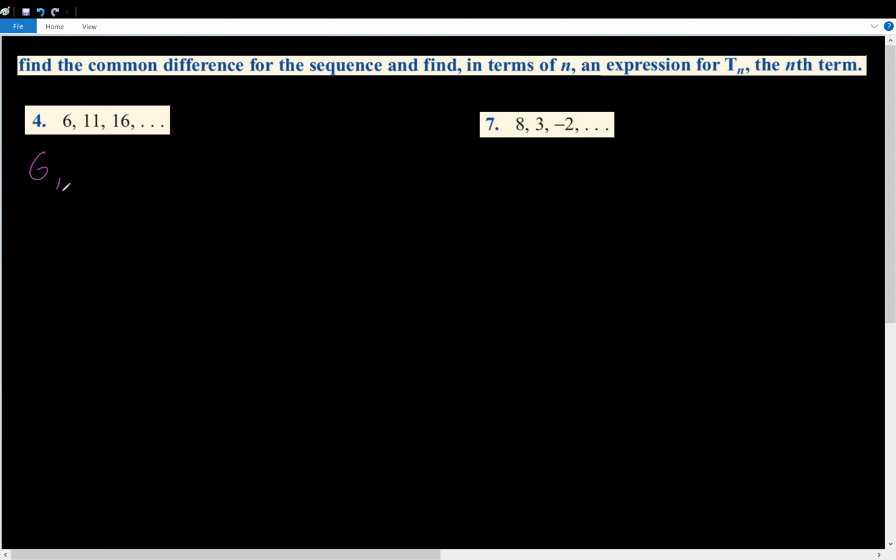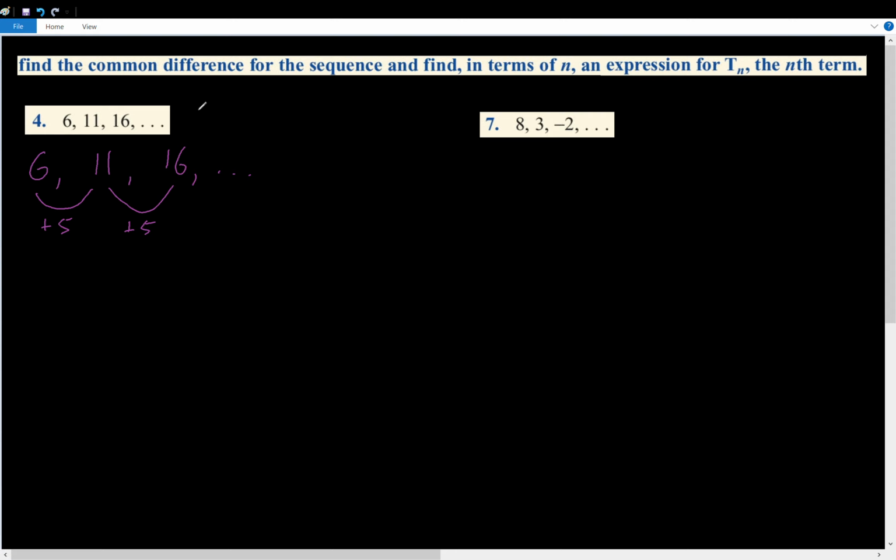So we've got 6, 11, 16, and then it continues on like that. And we're just going to get the common differences marked out. So the difference between 6 and 11 is a difference of plus 5. And the difference between 11 and 16 is a difference of plus 5. Okay, so we've got our common difference. And now we've got to get an expression for Tn, which is the nth term.